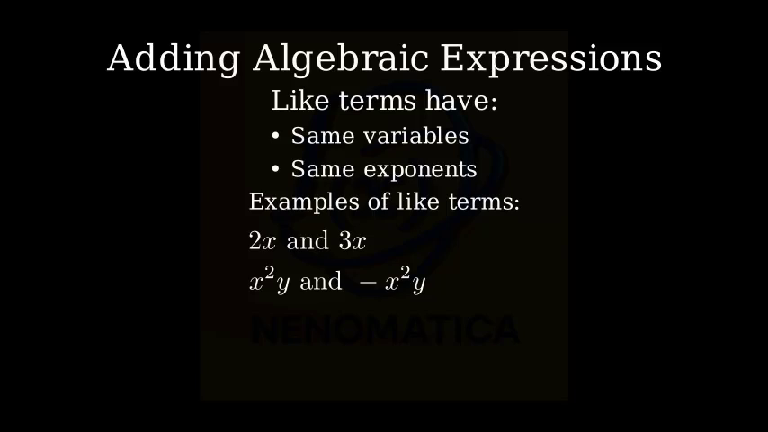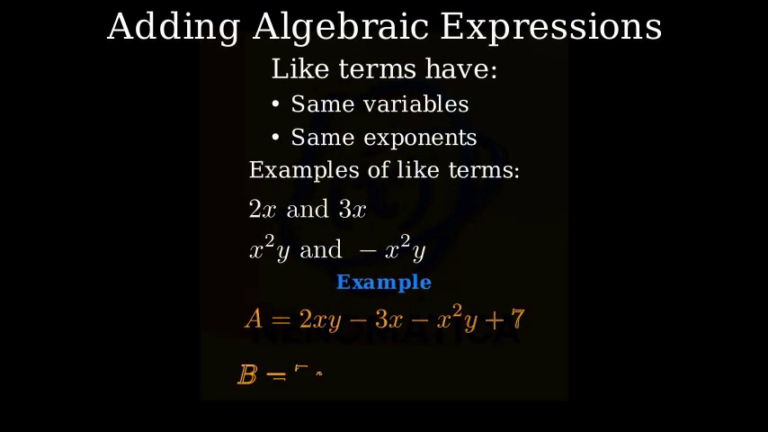Similarly, x squared y and negative x squared y are like terms because they both have x squared y. Let's look at an example. We have two expressions A and B. A equals 2xy minus 3x minus x squared y plus 7. B equals 7x plus 11 minus 3xy plus xy squared. Our task is to find A plus B.